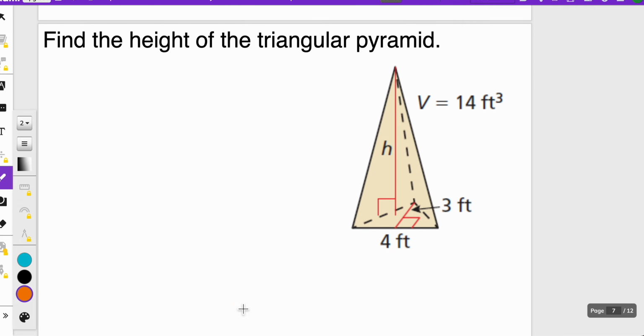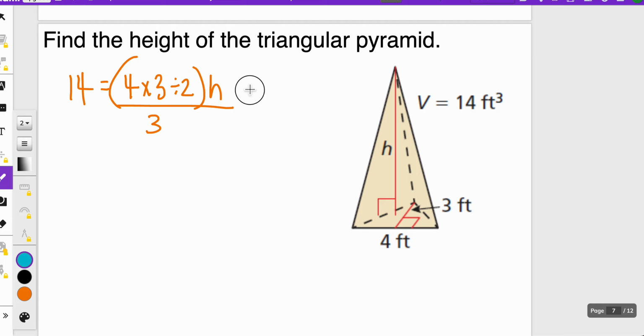Next up, find the height of the triangular pyramid. I know that the volume is 14, and I know I can find the area of the base by doing 4 times 3 divided by 2, since it's a triangle. I don't know my height, but then when I'm done, I have to divide everything by 3. So the first thing I'm going to do is multiply both sides by 3.